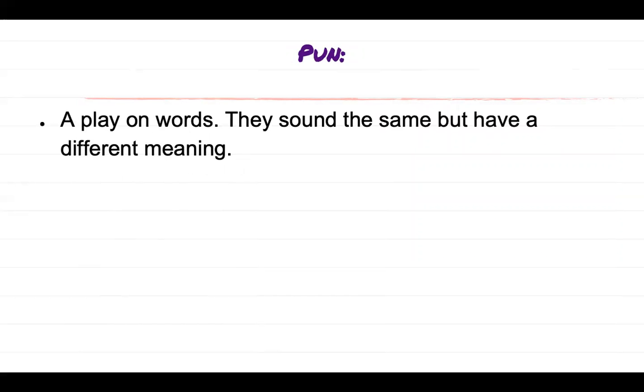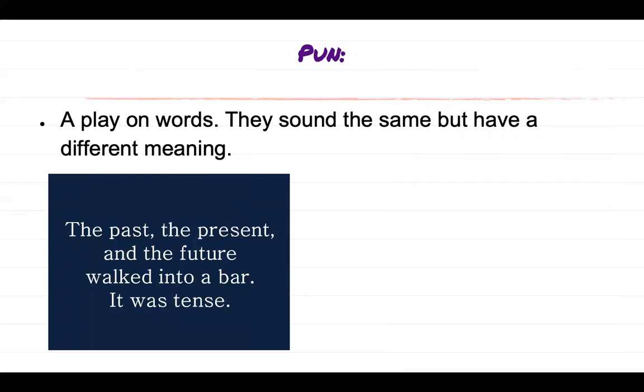The pun here. It's a play on words. They sound the same but have a different meaning. Okay, it's a very, very clever play on words. So the past, the present, and the future walked into the bar. It was tense. Can you see the clever play on words here? Sometimes, yes, it was tense. Tense as in tension, or tense as in past, present, and future tenses. We don't know, but this was a very clever play on words.